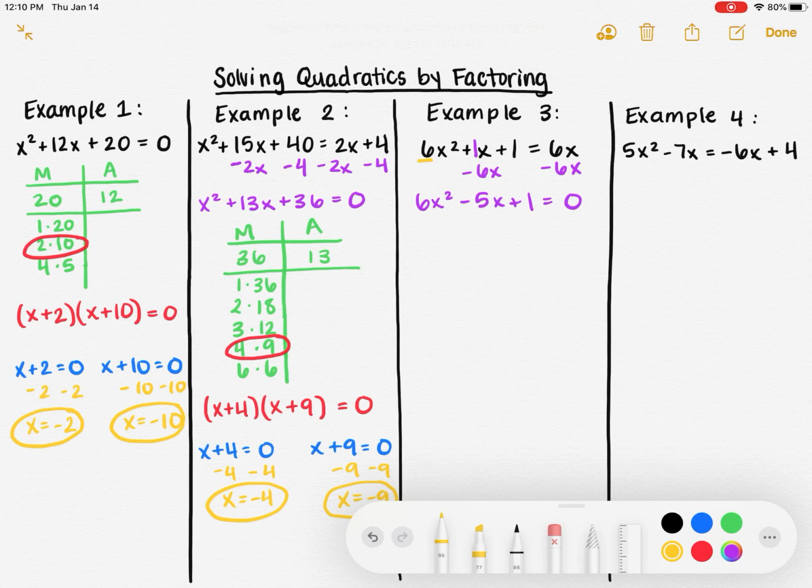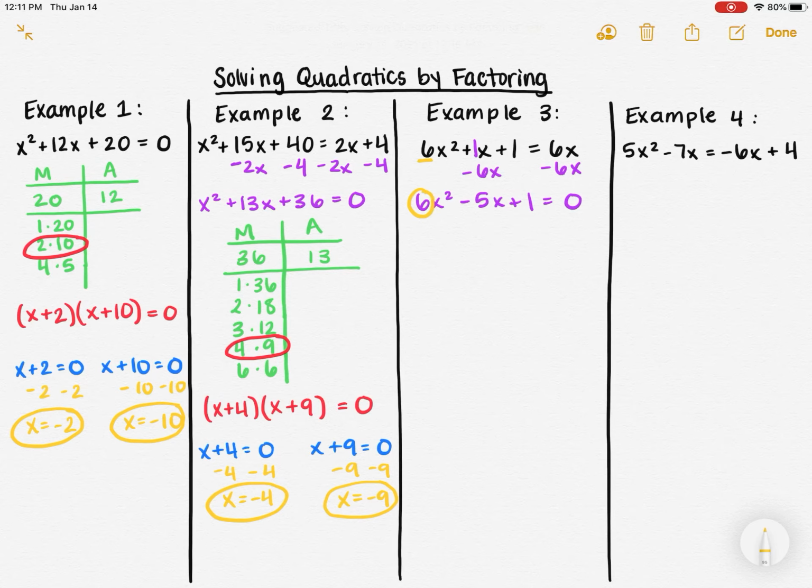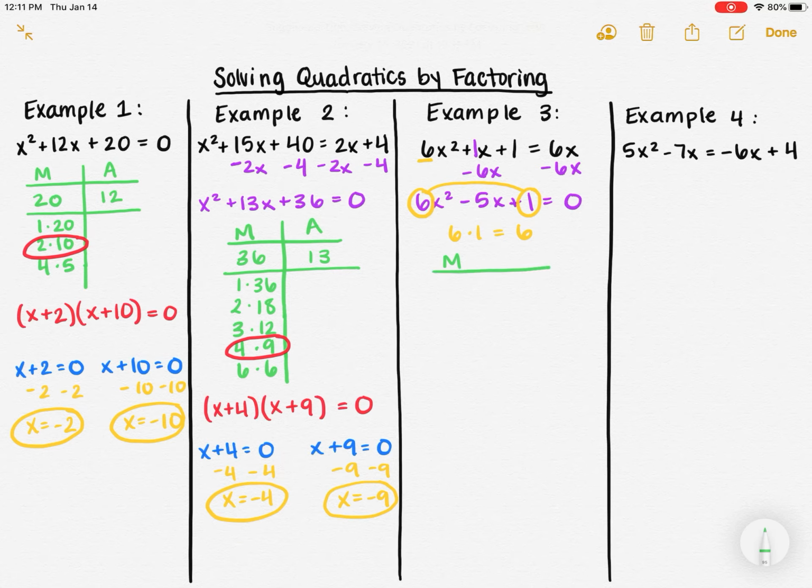All right, now I can deal with what I need to do because there's a 6 in front. So this adds a little extra step into our factoring process. Now our first step is, instead of going straight to figuring out what multiplies to 1 and adds to negative 5, I actually need to take my coefficient in the front, 6, and my number at the end, 1, and multiply them. And that's going to give me the number I need to multiply to when I write my factors. So 6 times 1 gives me 6. So I'm actually going to be looking for two numbers that multiply to 6 and add to negative 5.